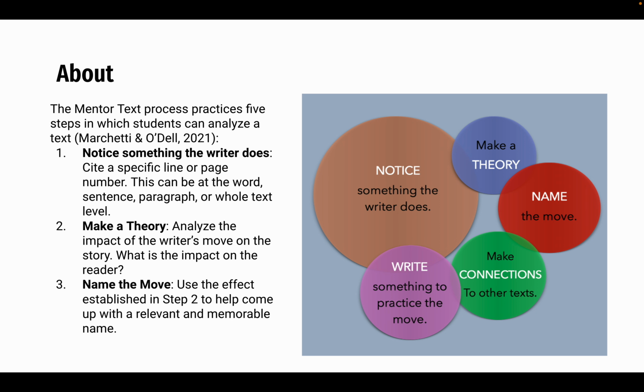students who found at a sentence level a parenthetical clause have the freedom to name it something like a basket comma. So they would use the effect established in step 2 to come up with a relevant and memorable name. In that very same example of basket comma, a parenthetical phrase can be taken out of a sentence, and the sentence will still make sense and still have meaning, but the parenthetical clause, or the basket clause, adds additional information and additional imagery to that sentence.